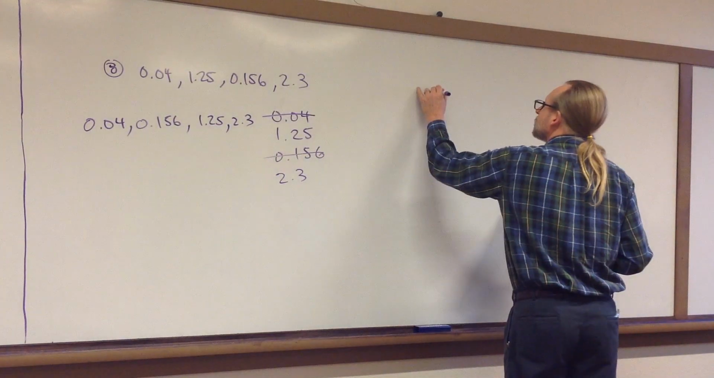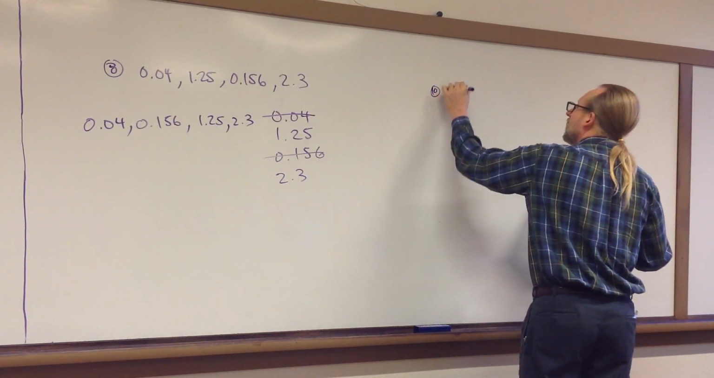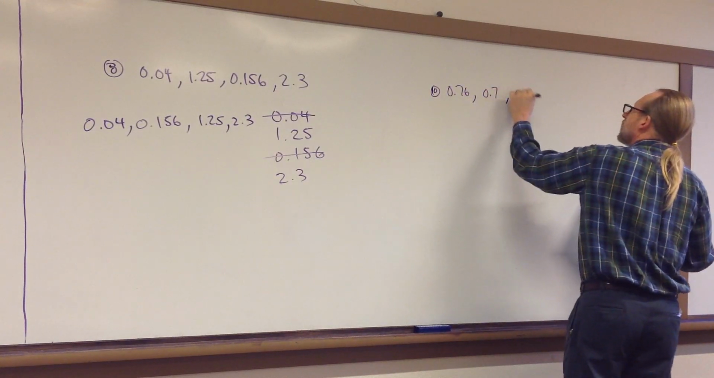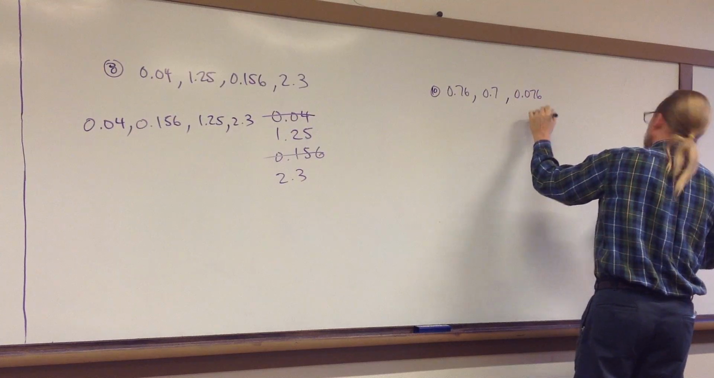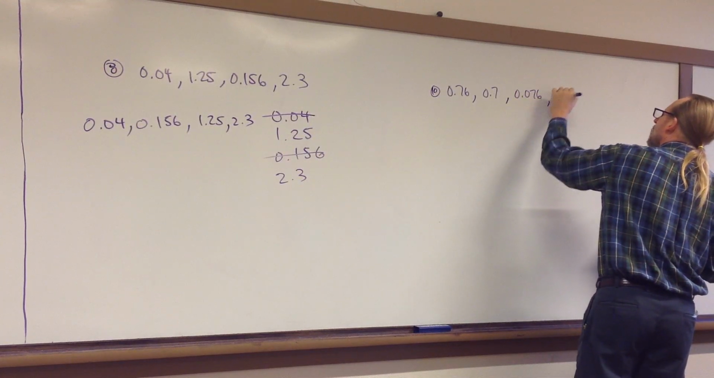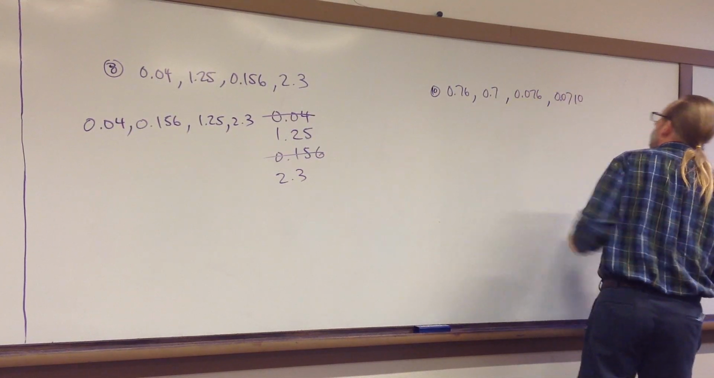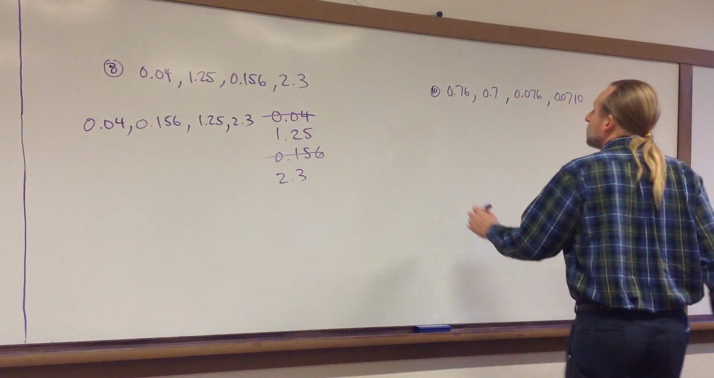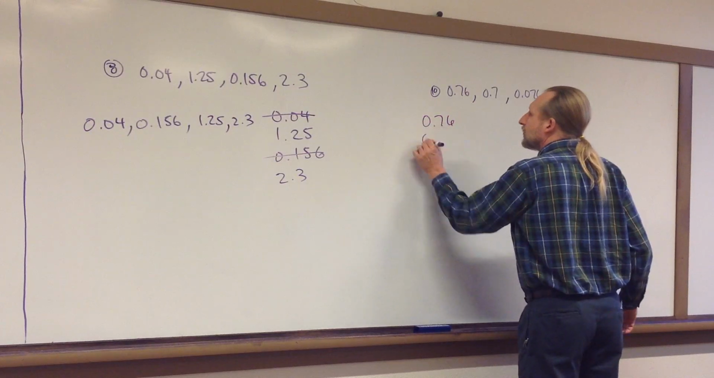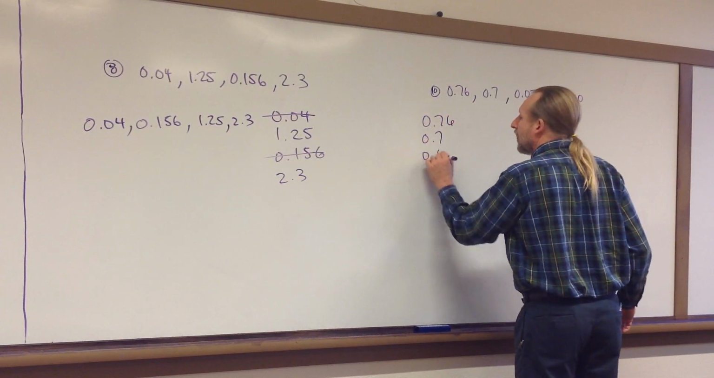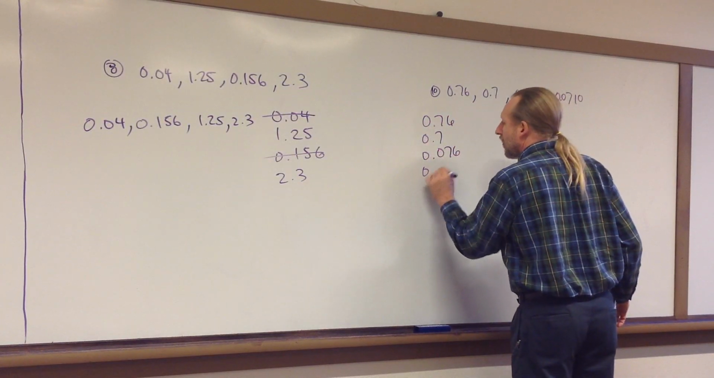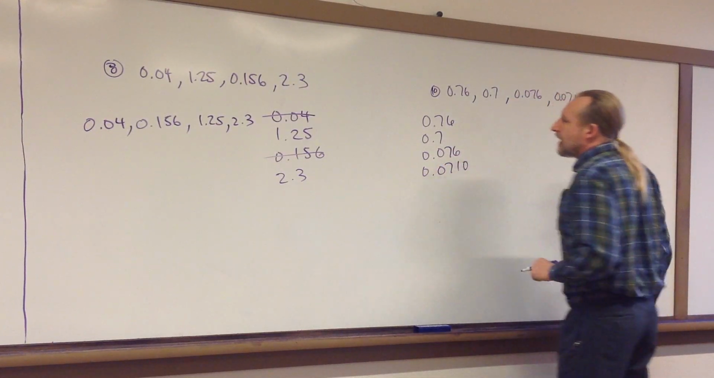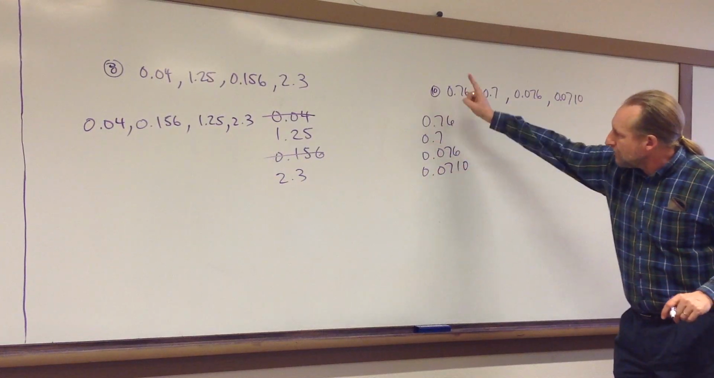All right, last one on the handout, problem 10: 0.76, 0.7, 0.076, 0.0710. Okay, well, let's go ahead and write them down with the decimal point lined up. We can put the 0 on the end of that one or not. So they've all got a 0 in the ones place.